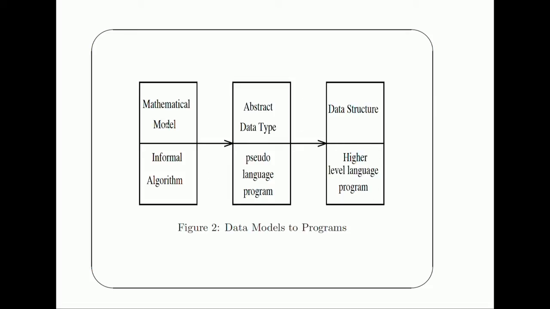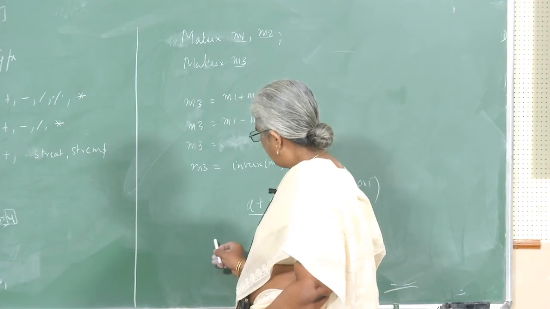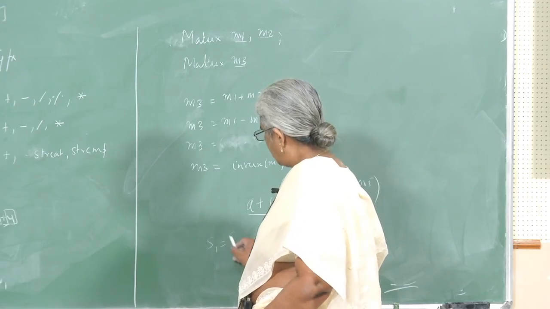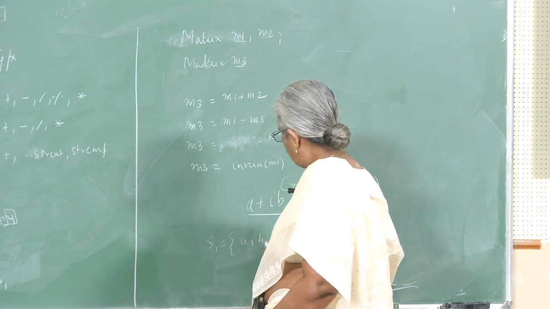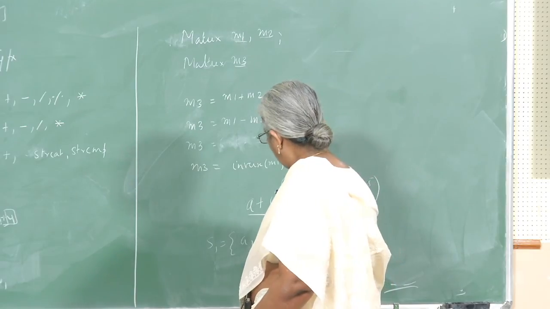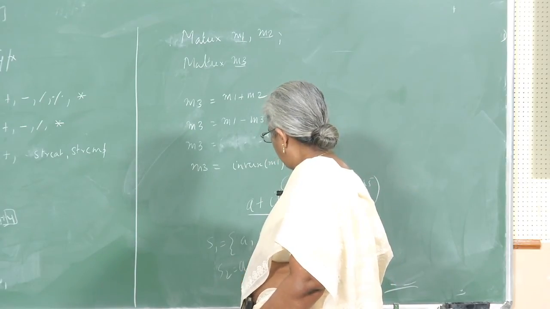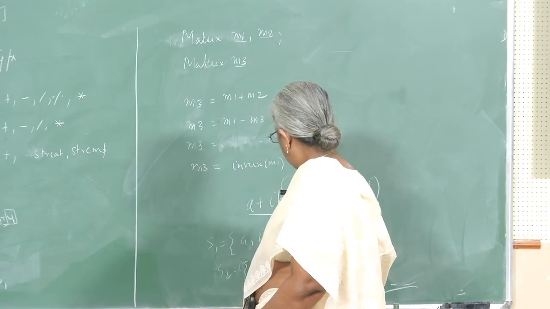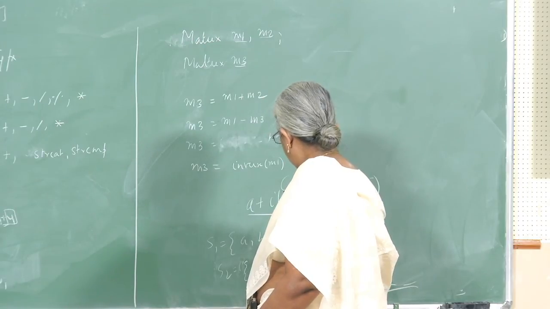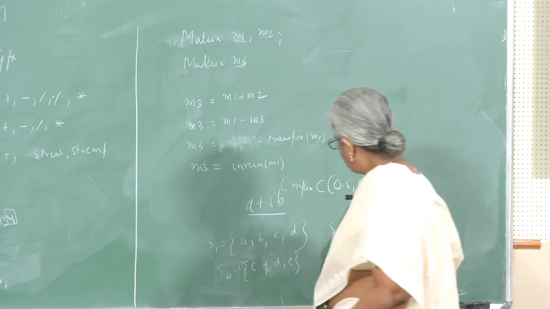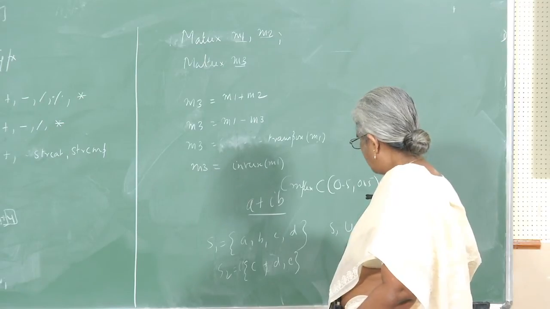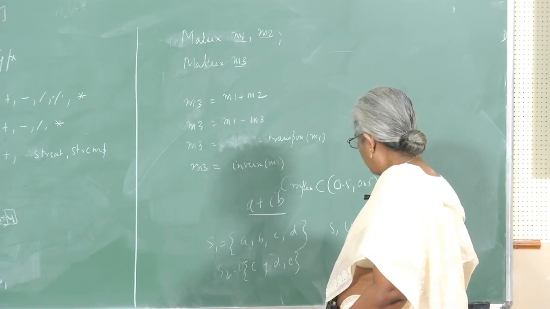Okay. So, we start with a mathematical model, informal algorithm, like for example, in sets, right? How do you say, what is your mathematical model? You will say S1 is of this form A, B, C, D, E, and S2 is of this form C, D, E, and if I say S1 union S2 is nothing but A comma.